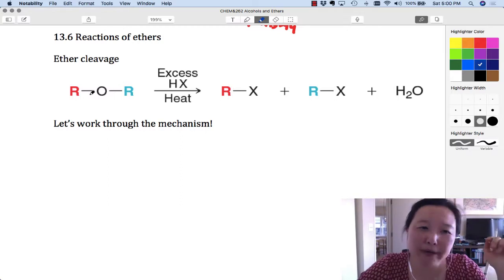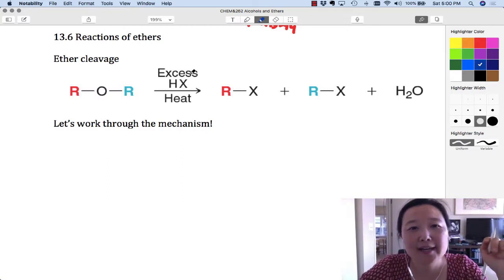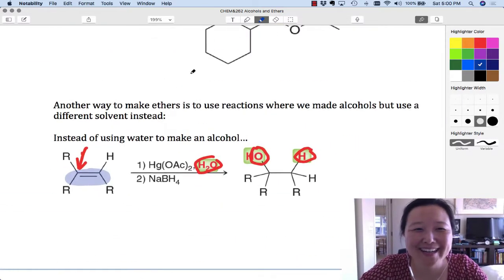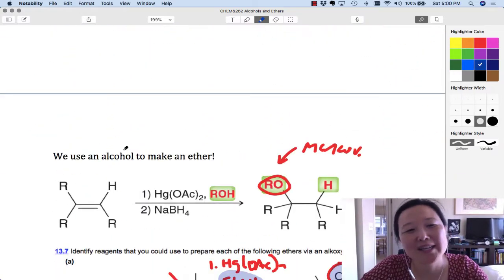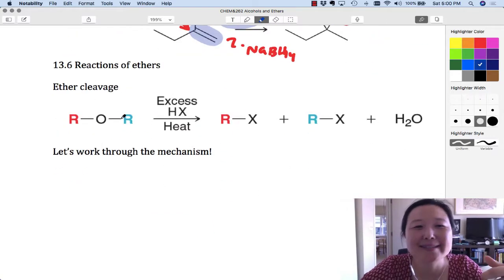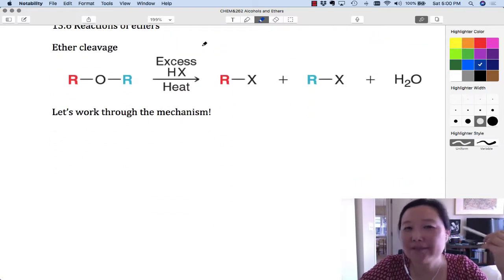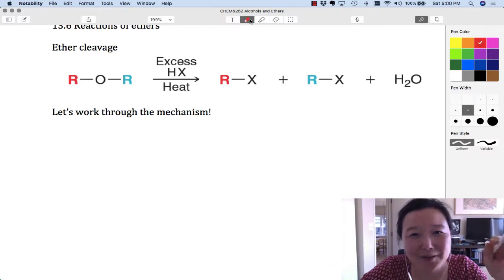In order to break an ether apart, you can do the opposite of what we did over here, which is to use a base to add groups onto the alcohol. We're going to use acid, the opposite of base, to cut it. Let's see if you can figure this out. And I'll give you a hint.